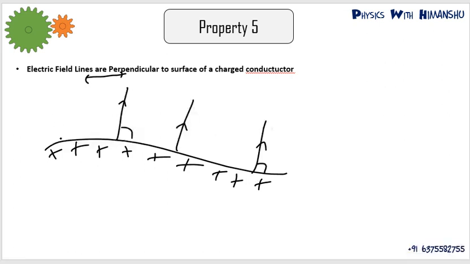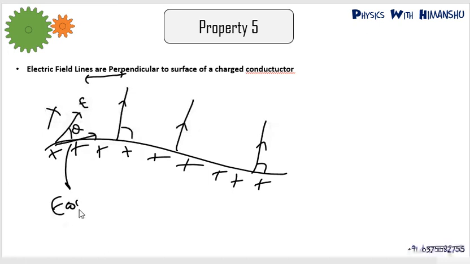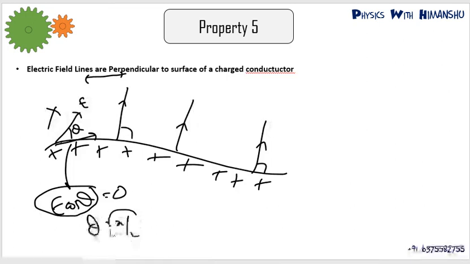If I draw an electric field line like this, it will be wrong. The reason being, suppose the electric field is E and this angle is theta. There will be a tangential component, E cos theta. We are talking about electrostatics, so there is no movement of charge, but this component will try to move the charge. Since the charge is not moving, this component is 0. So cos theta is 0, meaning theta will be pi by 2. It is only possible if the angle is 90 degrees. So always remember that electric field lines are perpendicular to charged conductors.